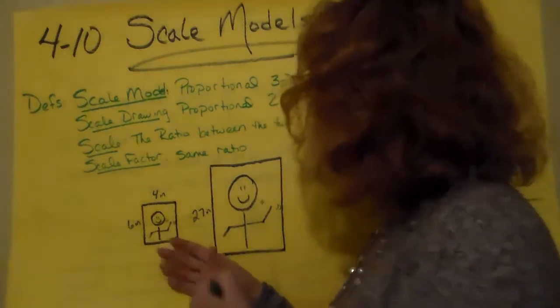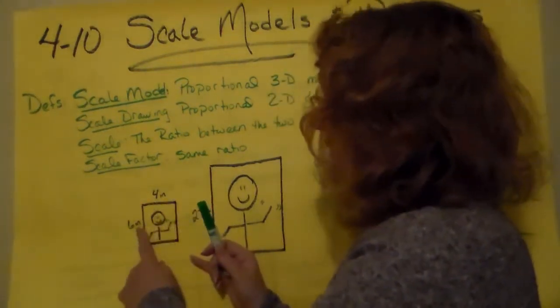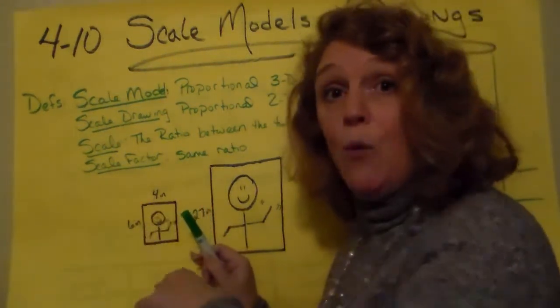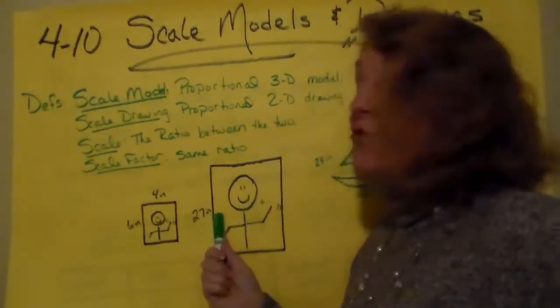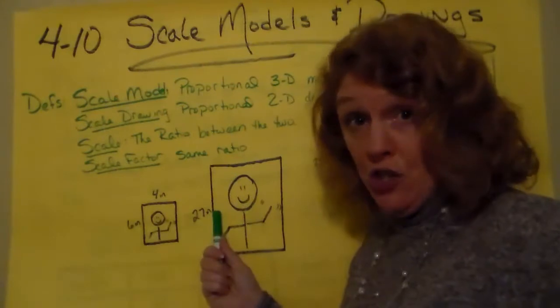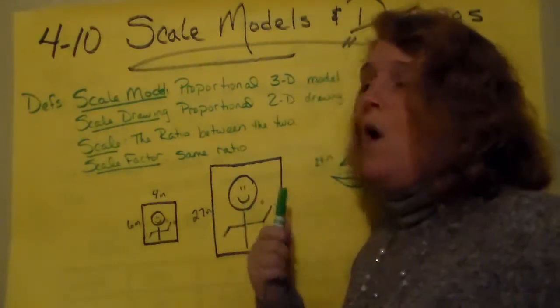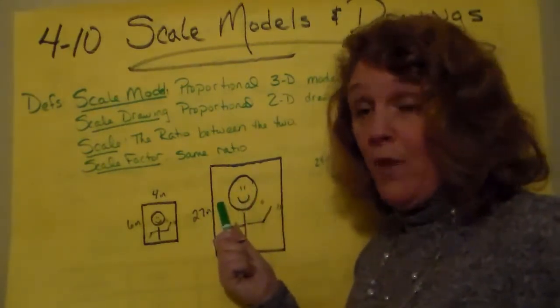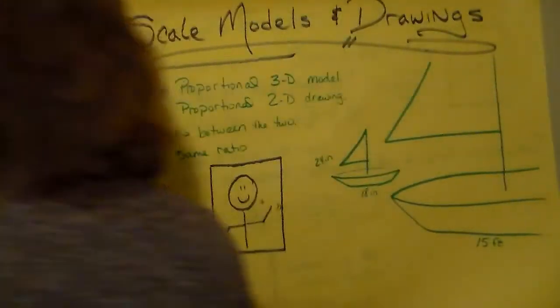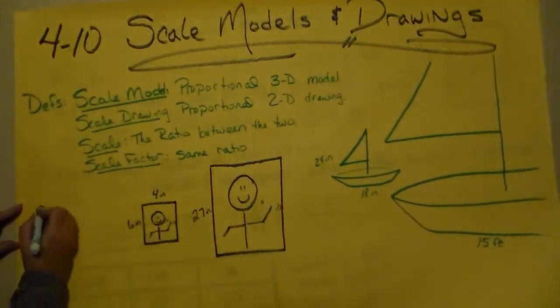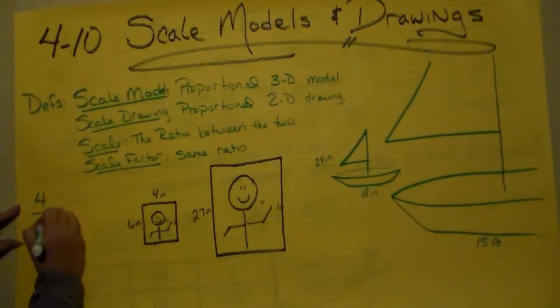And I have a photograph here that is 6 inches by 4 inches. And I want to make this photograph into a poster. And I want this poster to be 27 inches tall. How wide is it going to be? Well, because these two are proportional, I can actually figure this out. I can set up my proportion.